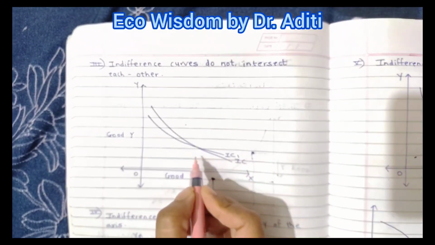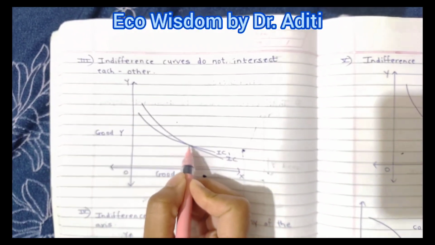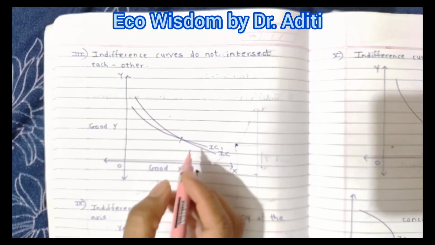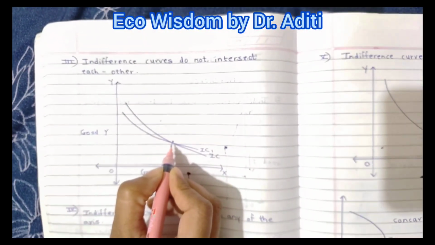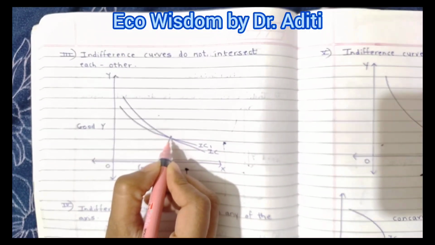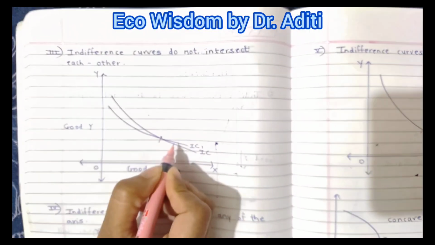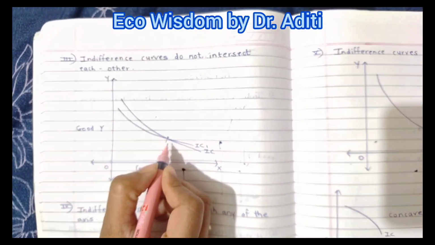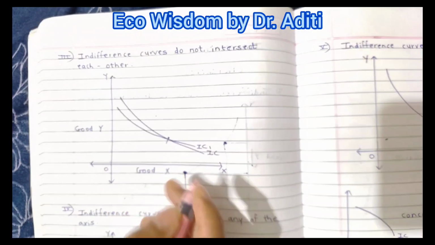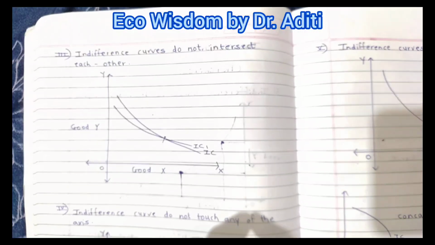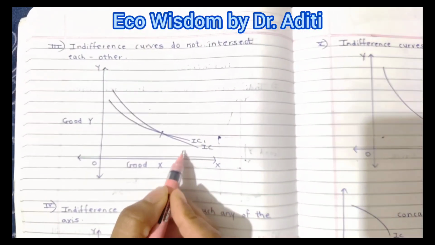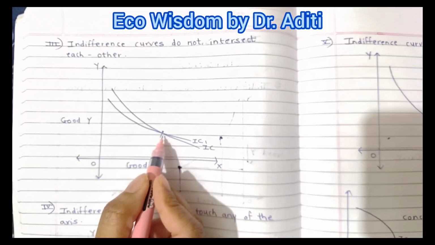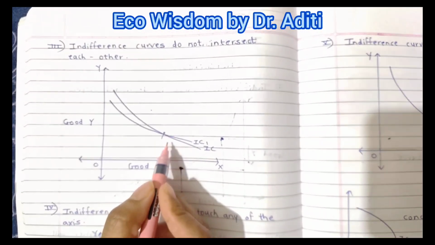Now here what is happening, these two indifference curves are intersecting each other at this particular point. Whenever there is a point of intersection, that means that particular point is a common point on both the curves. So technically it means that point shows a common level of satisfaction present on both the indifference curves. So that point is the same or constant satisfaction on both.